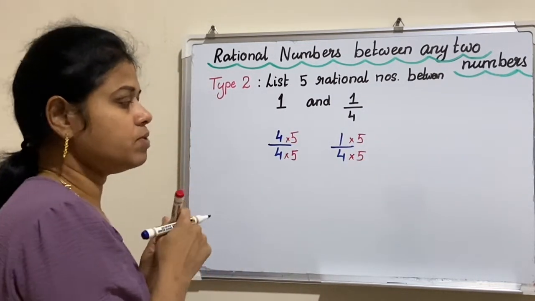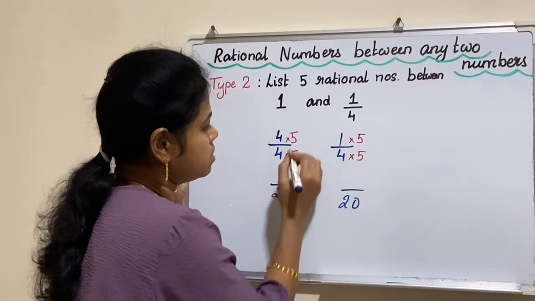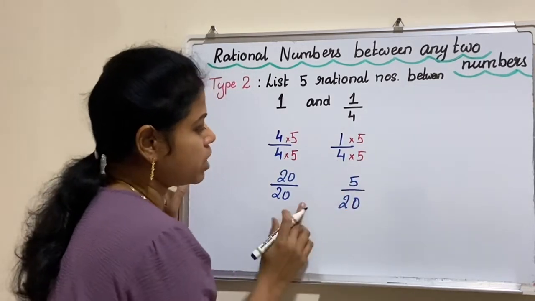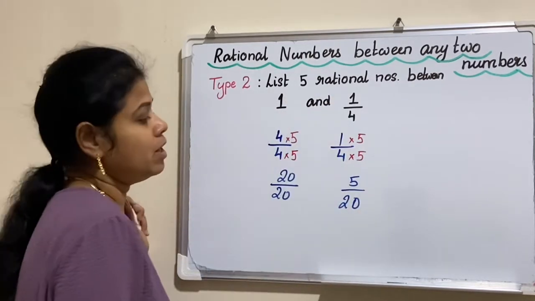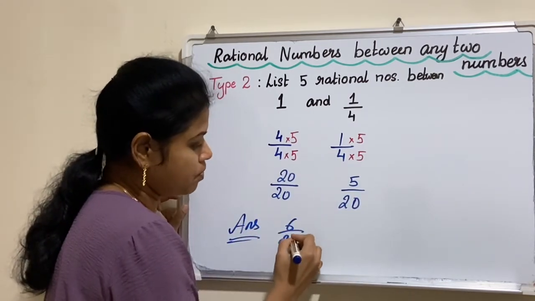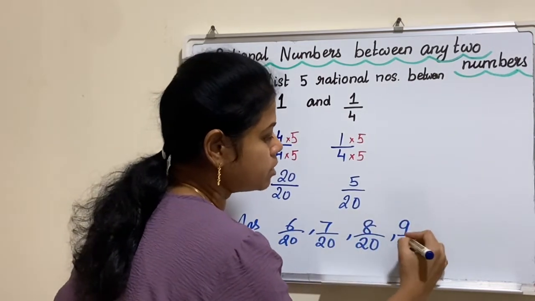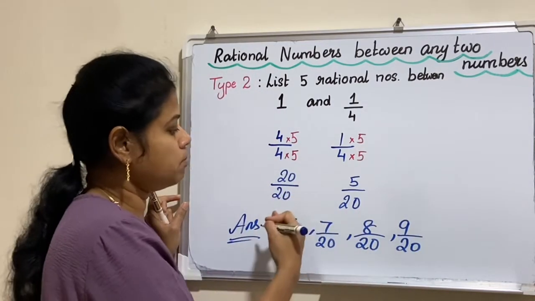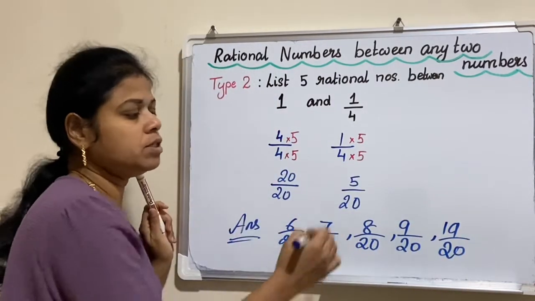So if I multiply this with 5, it's 20 here and 20 here, and this is 20, yes, this will be 5. So now, between these two rational numbers, is it possible 5 rational numbers are there? Yes, there are more than 5. So now let's list out the rational numbers in between these two. It is 6 by 20, then 7 upon 20, 8 upon 20, 9 upon 20, 10 upon 20, 12 upon 20, 14 upon 20, 16, 17, 18 upon 20, 19 upon 20. So these are the rational numbers in between these two numbers.